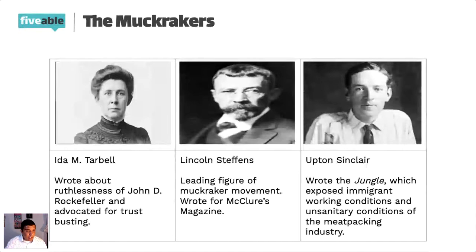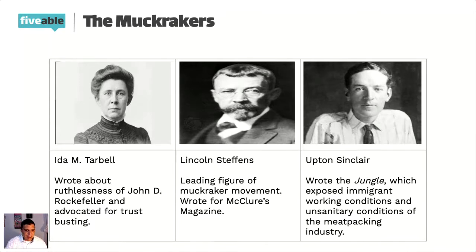So Ida Tarbell wrote a book about the ruthlessness of J.D. Rockefeller and how he was building trusts. What is a trust? Exactly. All right, perfect. That's a good question. A trust is another name for a monopoly. It's a big company that owns many other companies. All right, thank you.